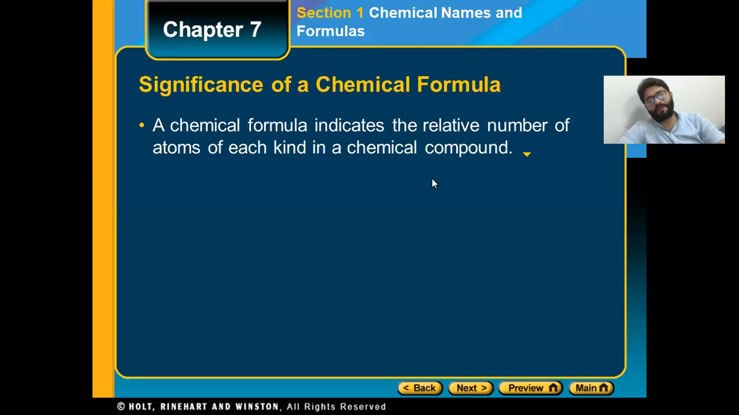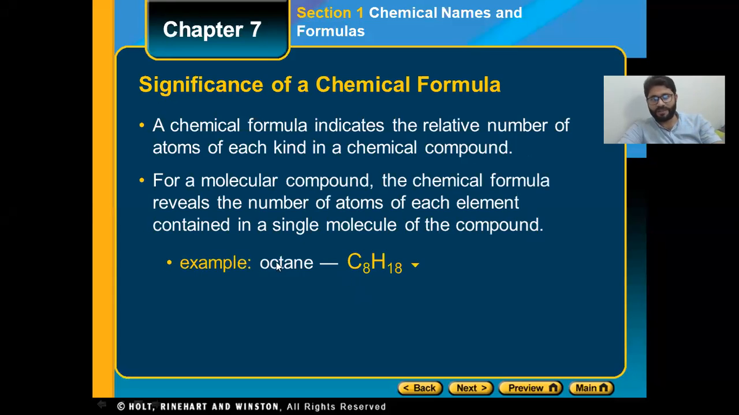Today we are discussing chapter 7, section 1. The very first topic is related to the chemical formula. A chemical formula gives us information about the number of atoms and the types of elements present in a compound. For example, octane has a chemical formula that is C8H18. So a chemical formula can be represented by using symbols.